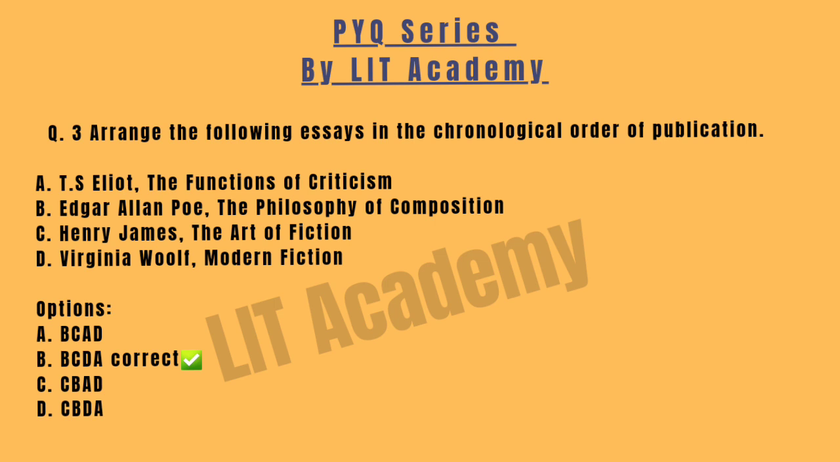Then Virginia Woolf's Modern Fiction, published in 1919, which was later revised in 1925. And after that, T.S. Eliot's The Function of Criticism, 1923. So this is the correct chronological order, and this is how you can answer these questions.